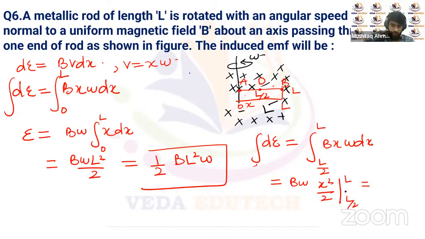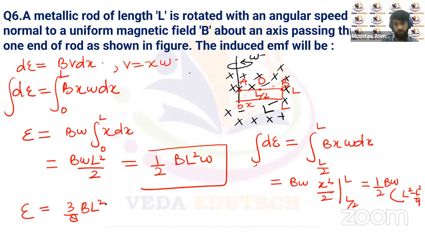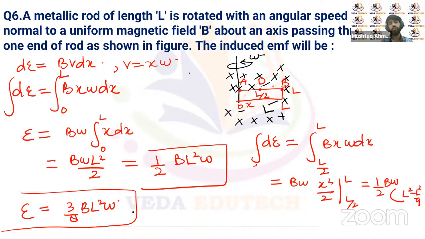So we'll be getting the value here: half B omega multiplied by L square minus L square upon 4. The induced EMF will be 3 by 8 B L square omega. So it depends upon between which two points we're actually calculating the induced EMF. Accordingly we will have to integrate and substitute the proper limits. With proper limits, we can calculate the induced EMF between any two points.